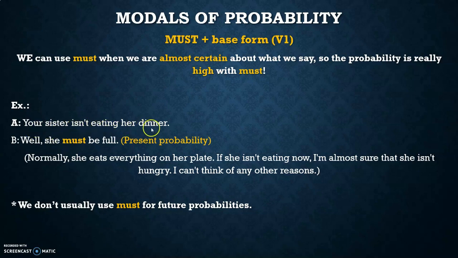Your sister isn't eating her dinner. Well, she must be full. In this sentence, there is a really high possibility that she is not hungry because she generally eats everything on her plate when she is hungry. As you see in the example, we use the base form of the verb after must. And we only use must for present probabilities, not for future probabilities.